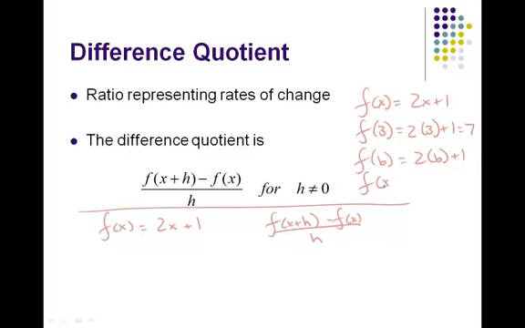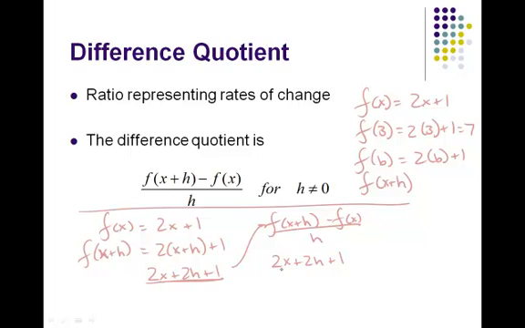So to find f of x plus h, and I'll do that down here now, I'm simply going to plug x plus h in place of x. I can expand this a little bit, and I get 2x plus 2h plus 1. That is going to be substituted for f of x plus h. 2x plus 2h plus 1. So that's the first part. Now I want to subtract f of x. Well, f of x was defined here as 2x plus 1. And all of that's going to be divided by h.